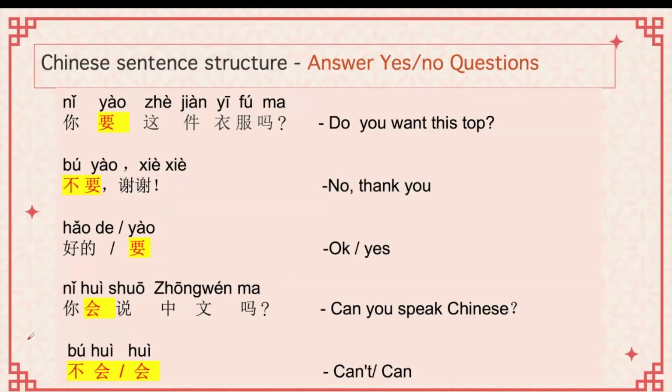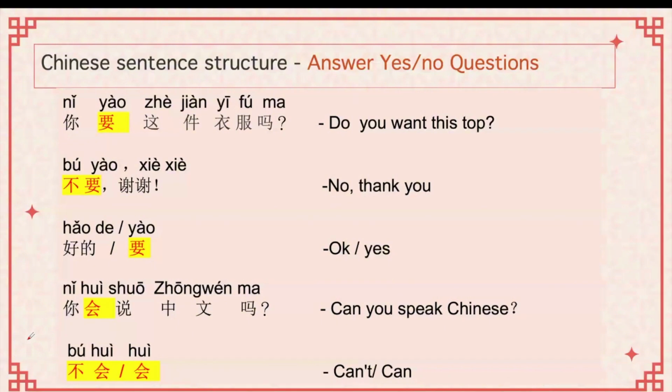Now let's look at how to answer yes or no questions. We usually use the simple way to answer it to express yes or no. For example, you want to say, do you want this top?